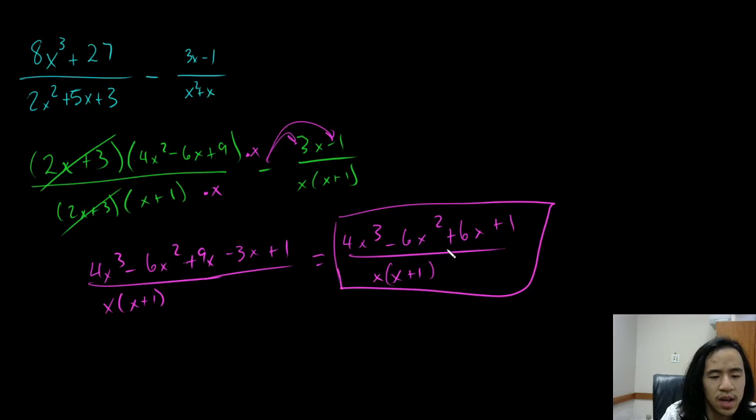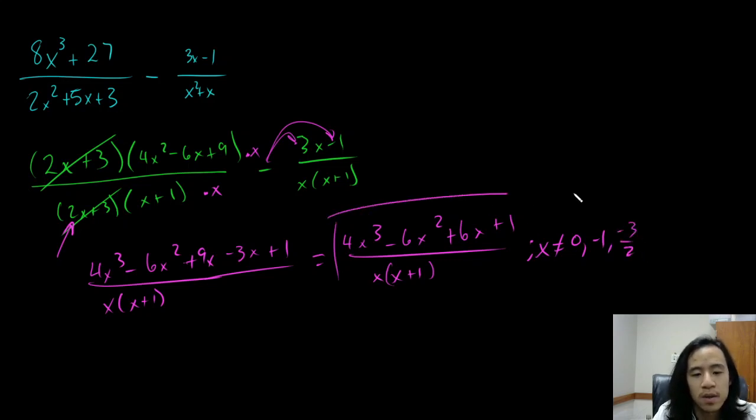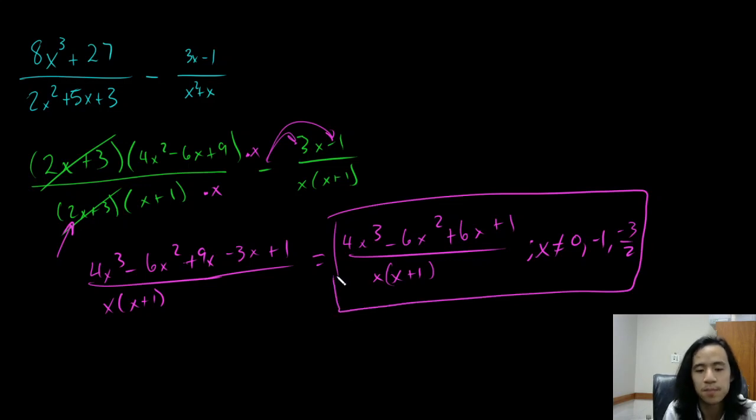We're not quite done yet. We need to make sure that we include our excluded values. So x cannot be equal to 0 or -1, and also it can't be equal to this either. If you cancel any terms out, you have to make sure you exclude that from your domain as well. Remember, that would basically be a hole in your graph. So this would be not equal to 3/2 as well. And this would be your answer.